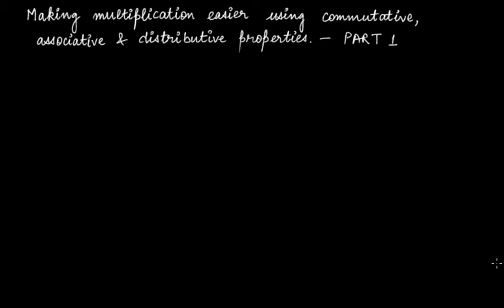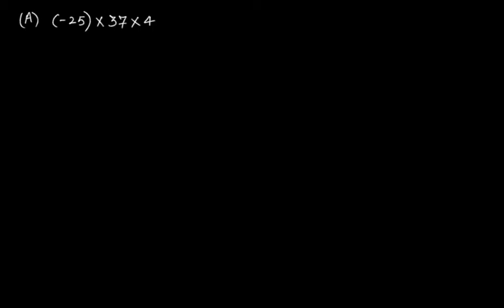Hey, welcome to part 1 of the video series on making multiplication easier using commutative, associative and distributive properties. And you would be like, what is that? So let's start straight with an example. Suppose you have this multiplication and you have to find the product of these three numbers: minus 25, 37 and 4.